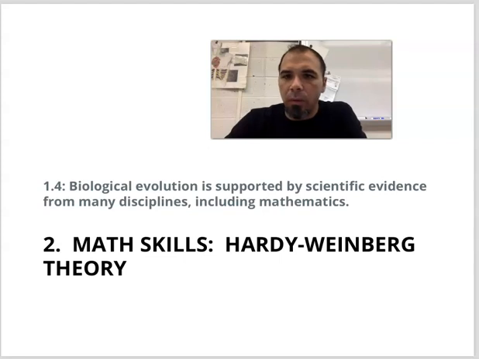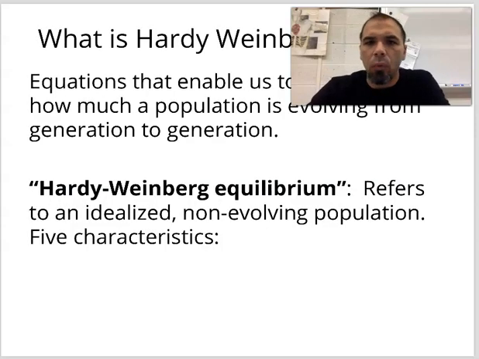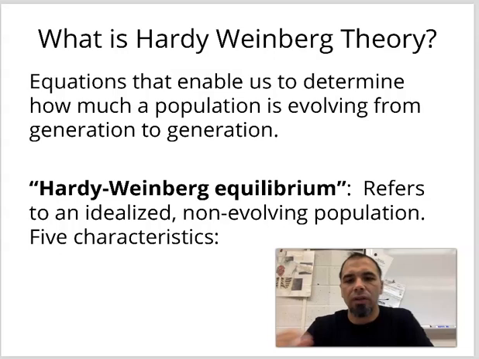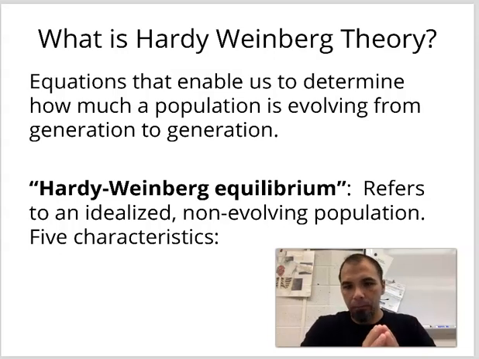So in this one, we're going to talk about Hardy-Weinberg, which is one of the few math skills that you have to do for the AP exam. So what is Hardy-Weinberg theory? It's an equation that enables us to determine how much a population is evolving from generation to generation. You look at an original value, and then you check to see if that value has changed. And so this is the key point here.